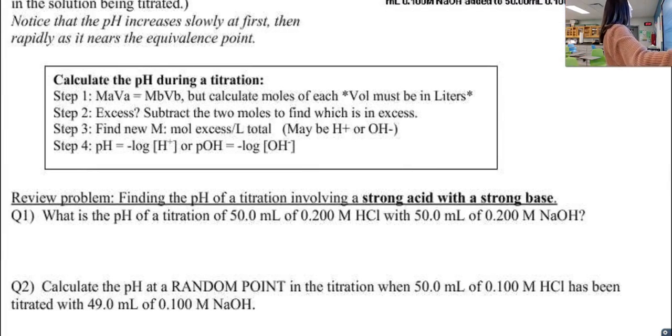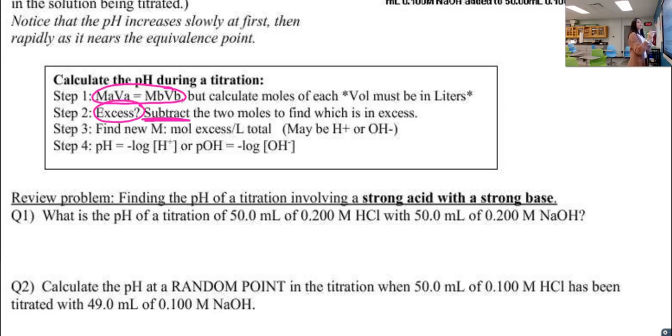So this says calculate the pH during a titration. We've got 4 steps. We've done this before. Step 1 is to use your MAVA equals MBVB to figure out your moles. Step 2 is to find your excess amount. We're going to find our excess by subtracting our 2 mole amounts.